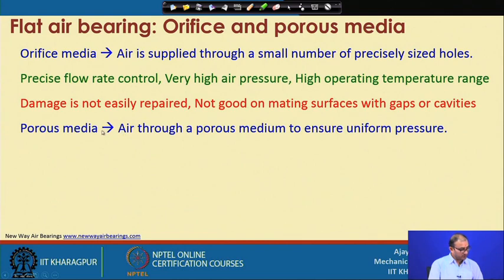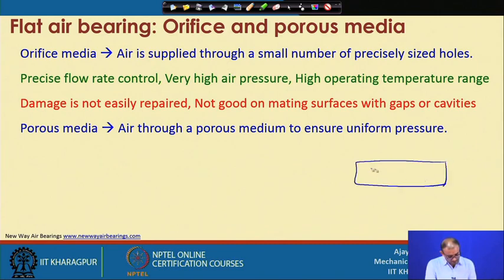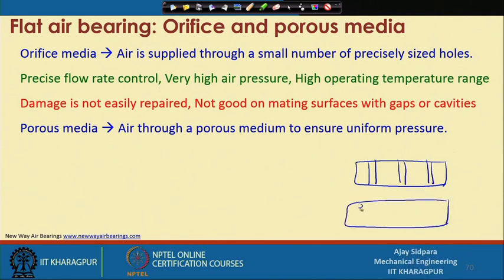Right. Another one is the porous media. Now, instead of those holes, earlier we have seen that these are the orifices. Now, instead of orifices, we are using one type of porous media. So there are different small holes or some type of passages available, so it is considered a porous material. What is going to aid through a porous medium is to ensure uniform pressure. Now, that depends on the location where you are providing the air supply, at this location in this first case, correct.